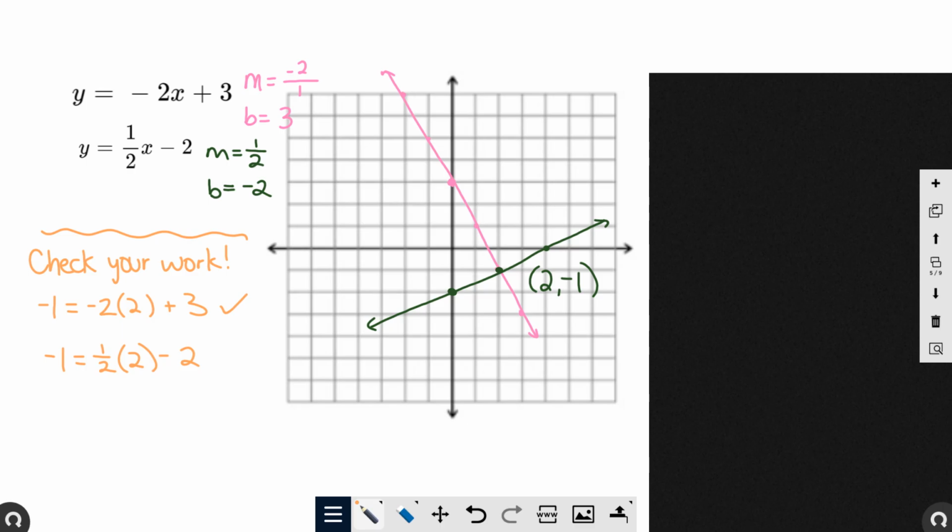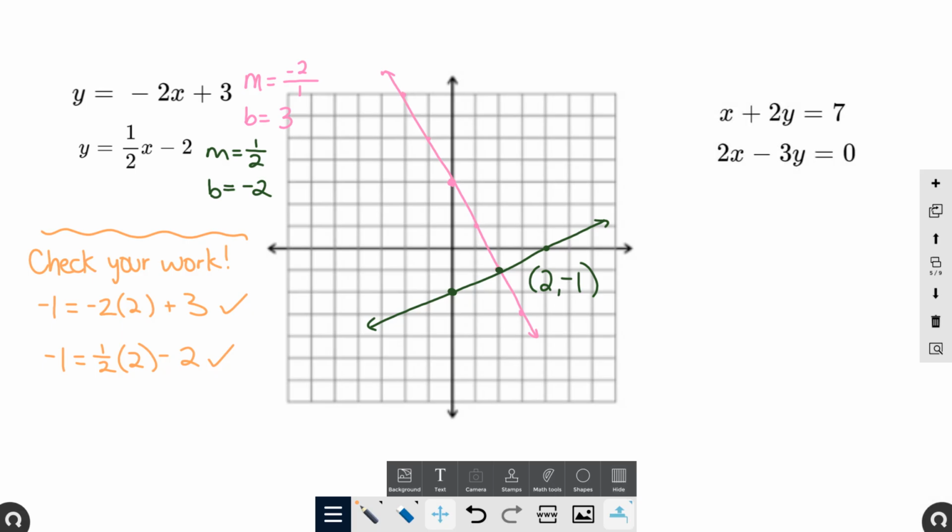So what's half of 2? And 1 minus 2 is -1. So check, that works out as well. So if you want to double check your answer, you take your point, plug the x value in for x, the y value in for y, make sure it works out. Quick way to kind of double check and make sure you have that answer. So plug it into both equations.